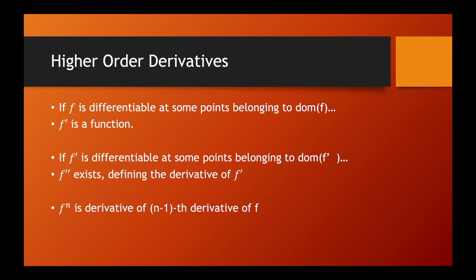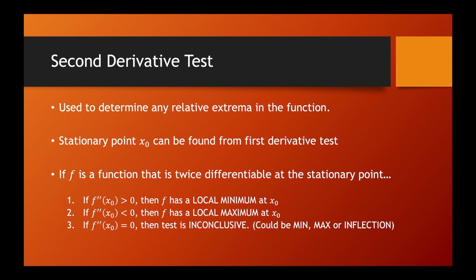And we can think of this pattern in mathematical notation by saying that the nth derivative is a derivative of the (n-1)th derivative of a function f. These derivatives have applications, and the second derivative can be used to determine any relative extrema in a function, aka it can be used to determine the nature of the function or the curve at the stationary point x0. This point can be found from the first derivative test.